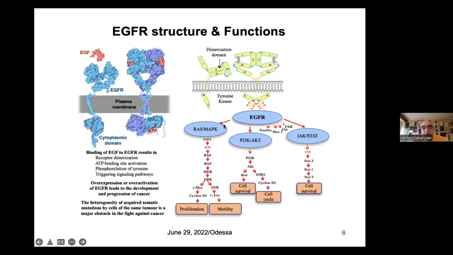There are also some other pathways in which EGFR participates. And what we have at the end are very important functions which are affected by these signaling pathways: proliferation, motility, cell survival, cell cycle, and so on. Many functions can be affected by the phosphorylation.